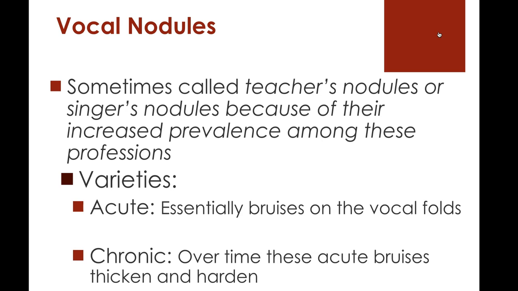There are 2 types. The acute, essentially bruises on the vocal folds. So if you just have short-term abuse, your vocal folds become bruised. As long as you rest your vocal folds, drink water, and talk quietly and not very often, they'll go away. But over time, these can become chronic. So acute bruises thicken and harden into hard lumps on your vocal folds that may then have to be surgically removed if this is a chronic issue with yelling or abusing your voice in some way.